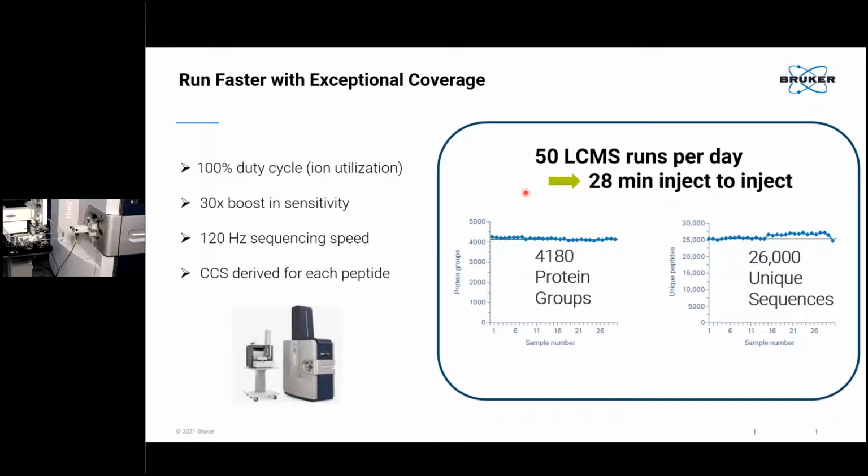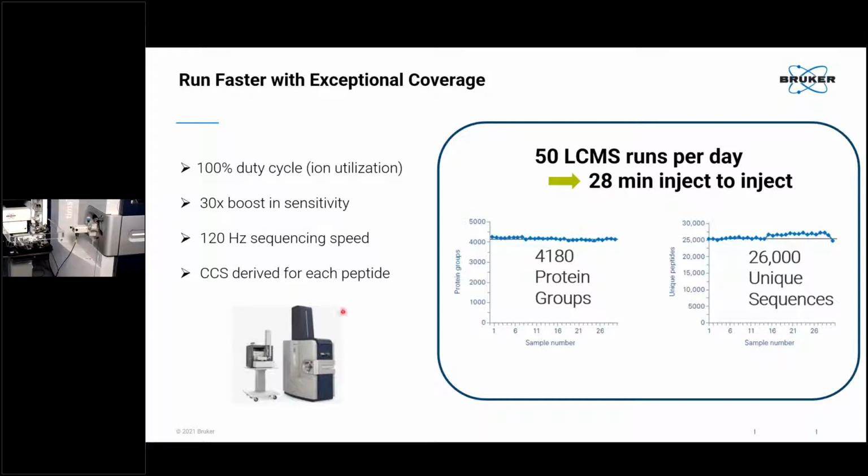But we can also really take advantage of the sensitivity that we get, and also the sequencing speed, because the fact that we can sequence ions, fragment ions at over 100 MSMS per second means that we can really shorten down that gradient and still get very high numbers of protein identifications. So this is some results from effectively what is a 50 LCMS runs per day, so basically a 28-minute inject-to-inject LC method.